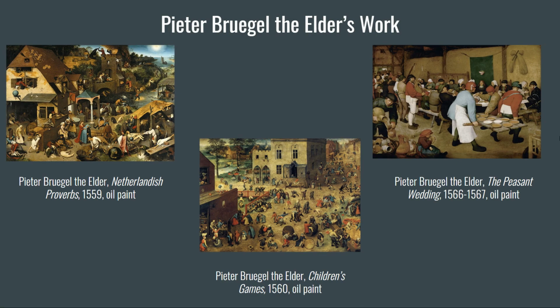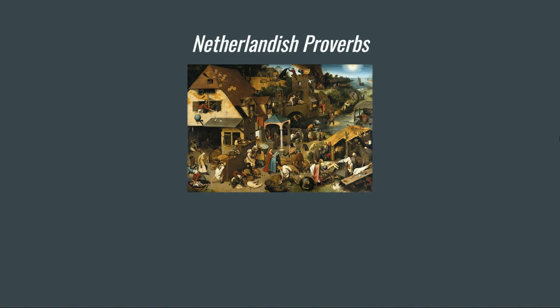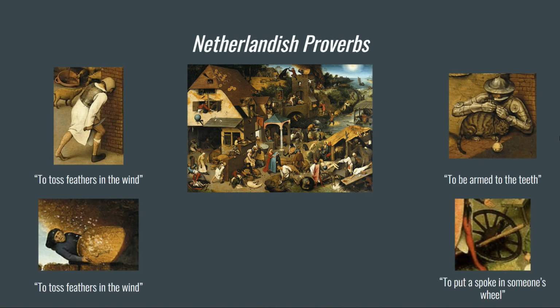As we can see here, Netherlandish Proverbs, Children's Games, and The Peasant Wedding all are of everyday life. And of course, he also loved to depict Netherlandish proverbs in his works, as in the name of the painting. In his painting Netherlandish Proverbs, we can see all throughout the composition various proverbs, some of which are very amusing to look at and find.